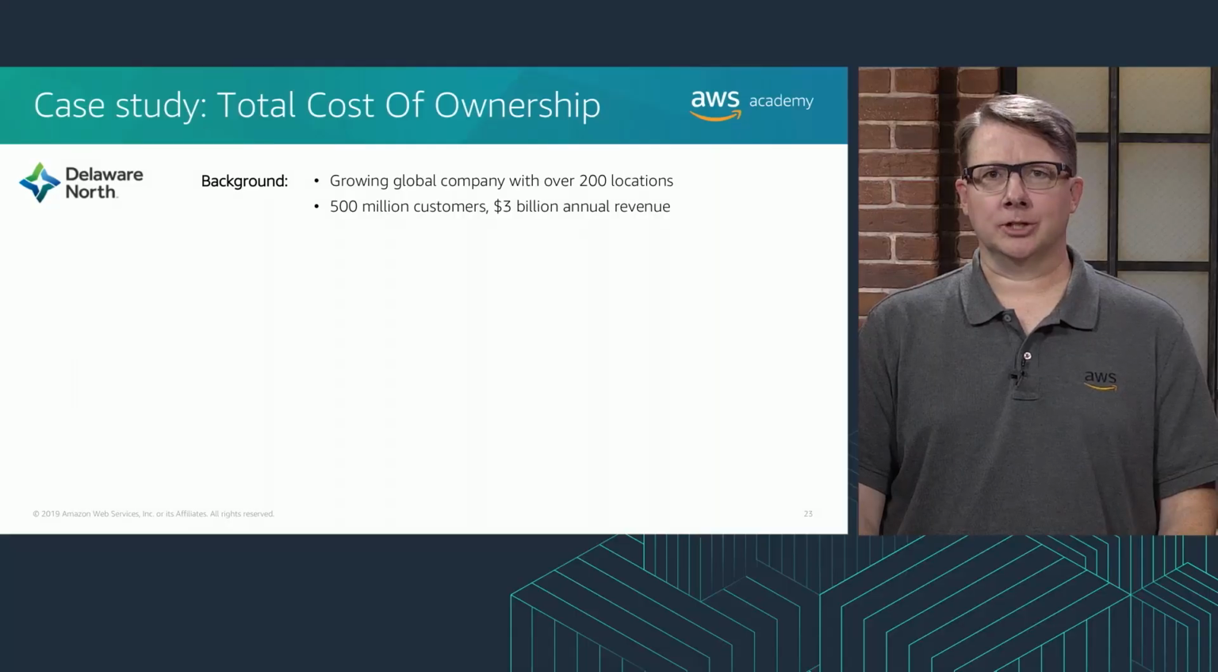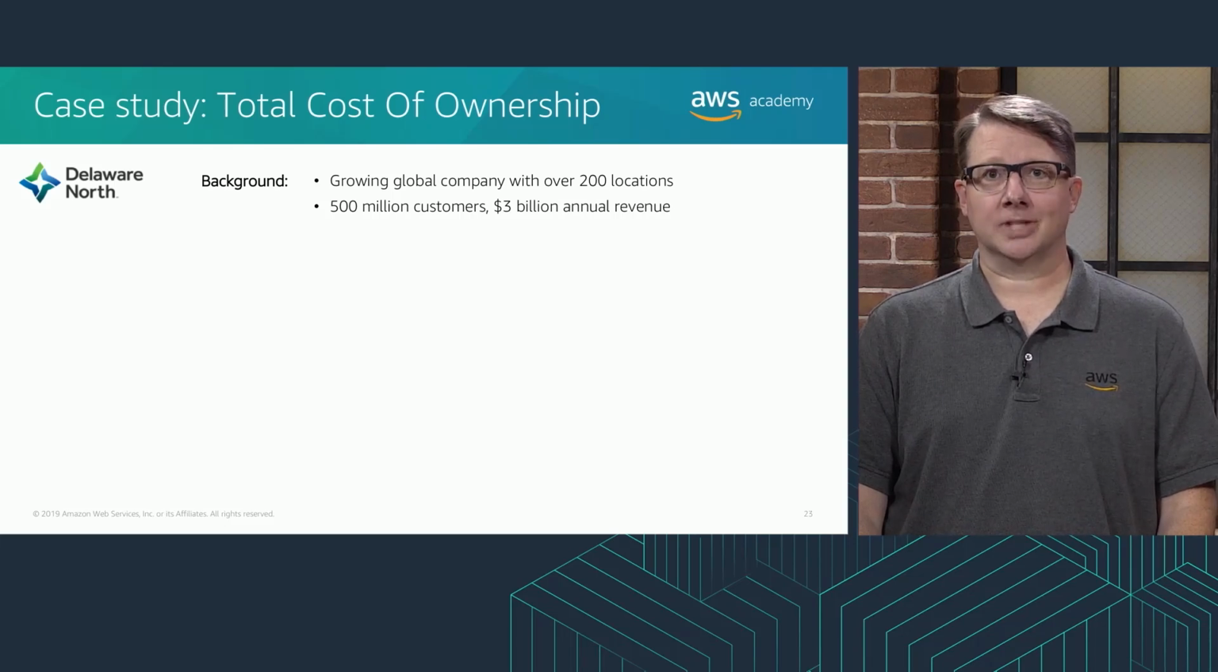Welcome. This video will review a case study on the total cost of ownership for Delaware North, a major food and hospitality company. Delaware North originated in 1915 as a peanut and popcorn concessions vendor. Today, it's a leader in the food service and hospitality industry. Delaware North serves more than 500 million customers annually at more than 200 locations around the world, resulting in $3 billion in annual sales.